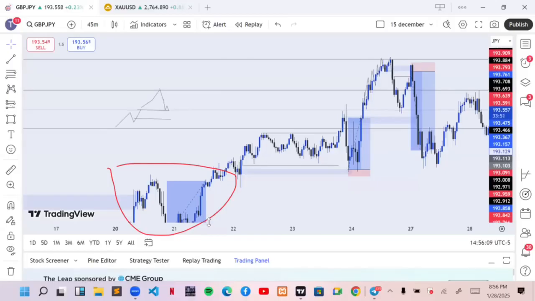I don't really have sessions per se, but the time I'm usually mostly active to look for setups. If you pay attention to my trades, you wake up in the morning, 12 o'clock, I've already dropped TP because I'm mostly active around that period.